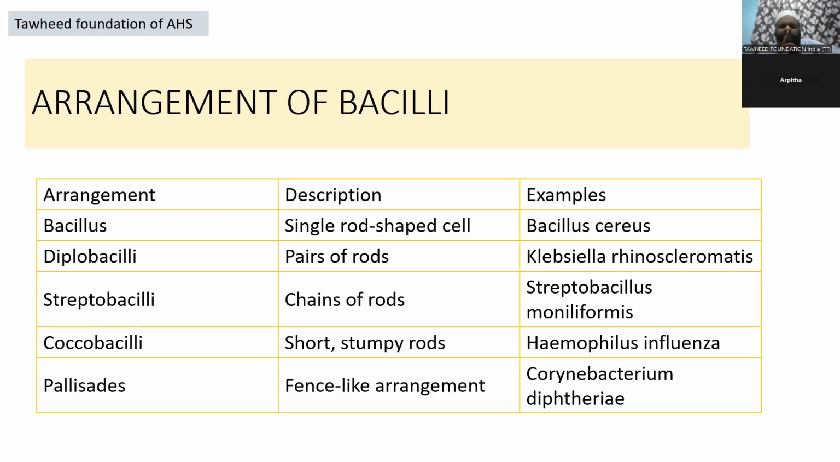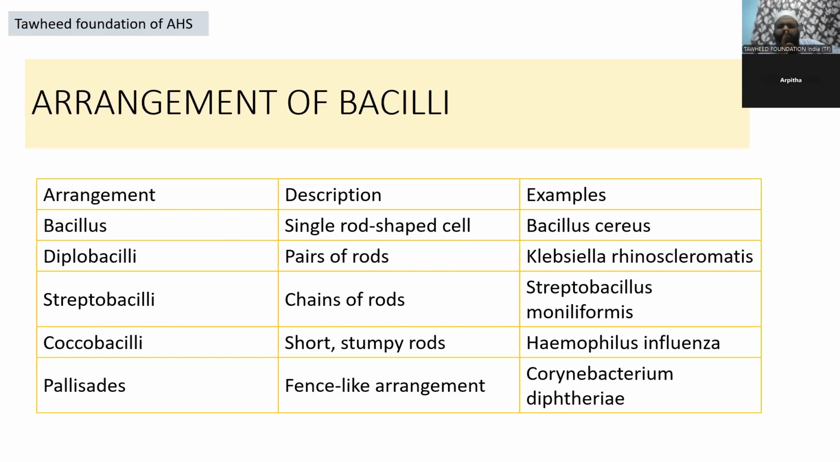Example arrangements of bacilli: a single rod-shaped cell is Bacillus cereus. Two rod-shaped cells, that is a pair of rods, Klebsiella. Streptobacilli, a chain of rod cells, Streptobacillus moniliformis.